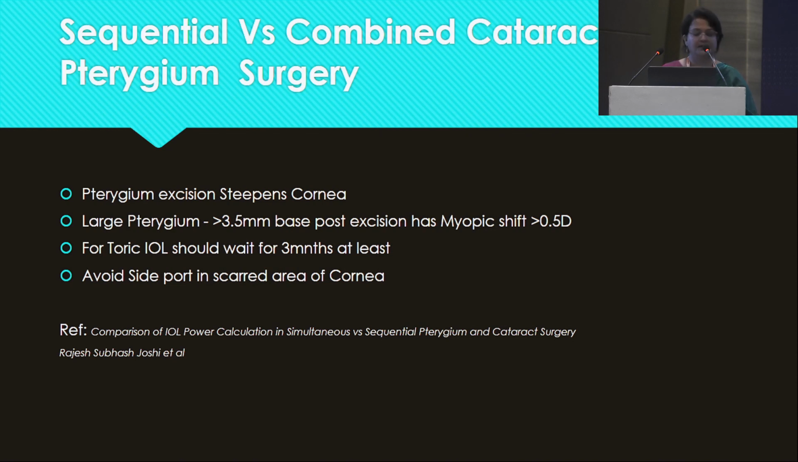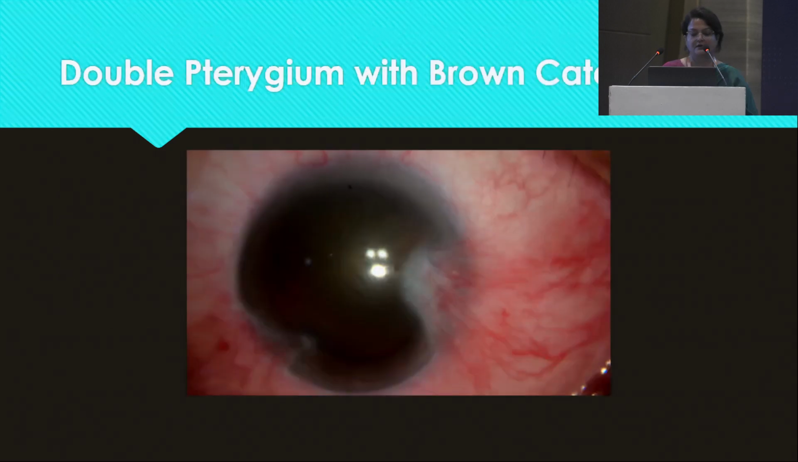cataract allows it. And when we make side ports, we must avoid the area of the scarred cornea, because hydration of the scarred area is not very good, and sometimes the wound integrity is not good.